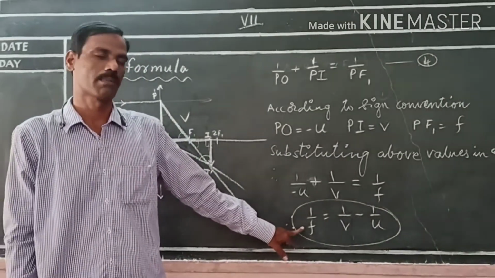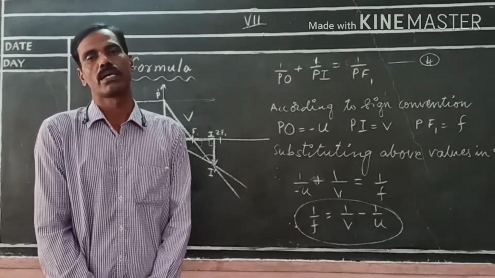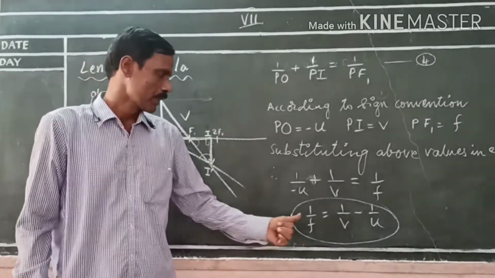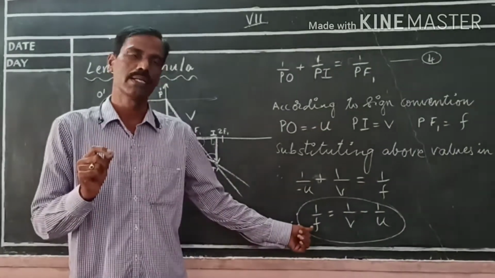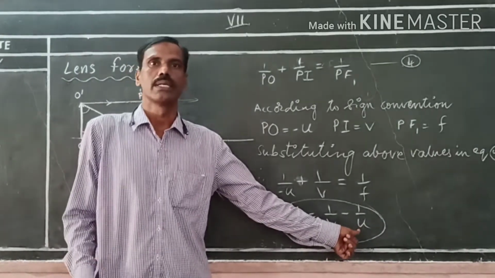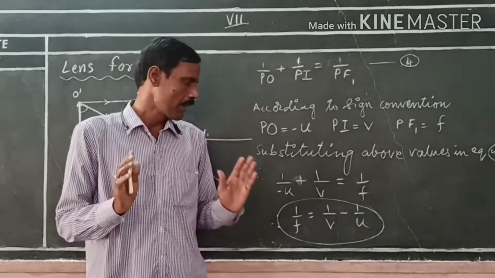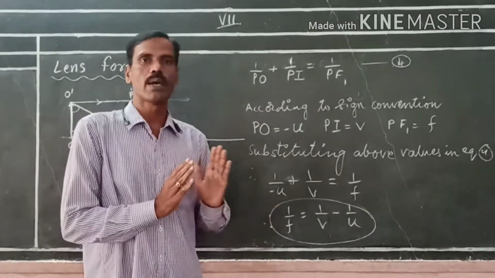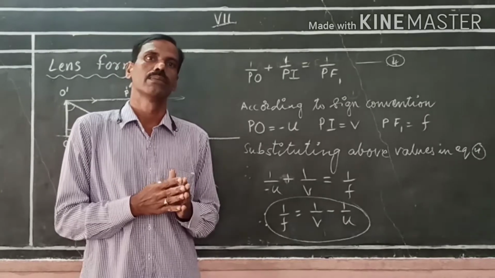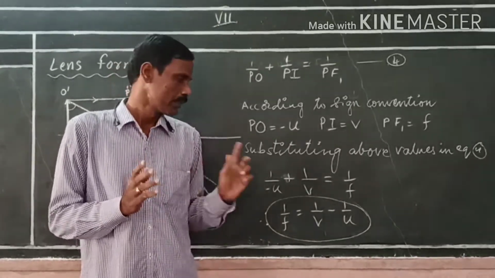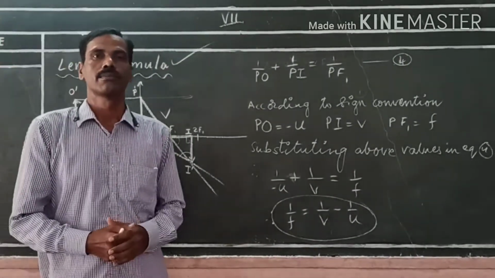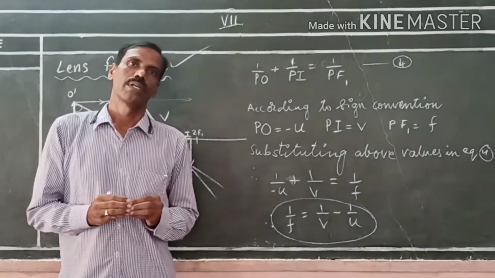Remember lens formula, that is 1 by F is equal to 1 by V minus 1 by U, where F is focal length, V is image distance, U is object distance. By knowing any two values in this formula, we can obtain the third value. This is a very important formula, known as lens formula. Remember it from the exam point of view.